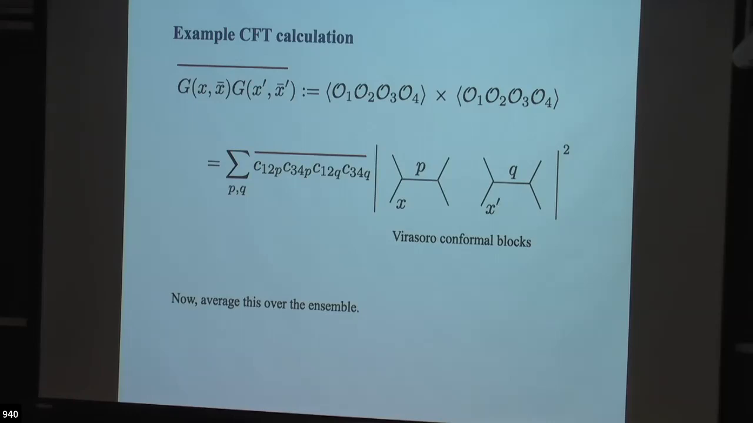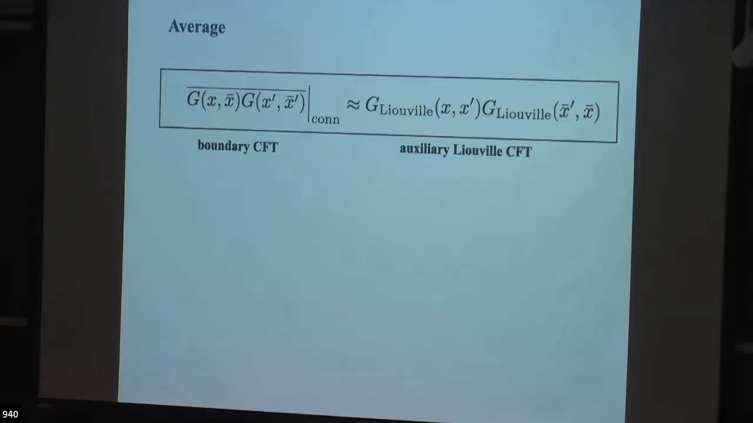So if you plug in those formulas that I gave for the ensemble, something of a miracle occurs in this calculation, which is that all those Liouville factors and the Cardy density of states and everything conspire to make a Liouville correlation function. So the answer to this average calculation is that on the left-hand side, think of this as the boundary CFT. You have two copies of the CFT four-point function, and you want to calculate its average. In this ensemble, there's a connected contribution, which is a product of two Liouville correlation functions.